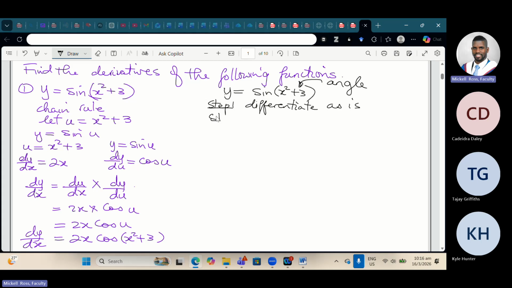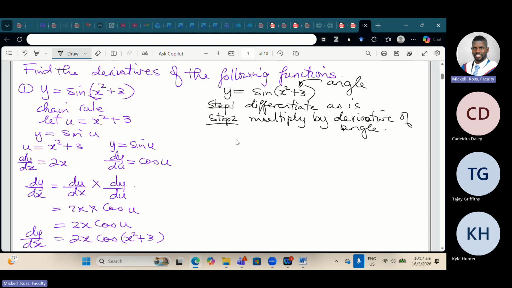And then step 2, you're going to multiply by the derivative of the angle. So you differentiate as is, then you multiply by the derivative of the angle.